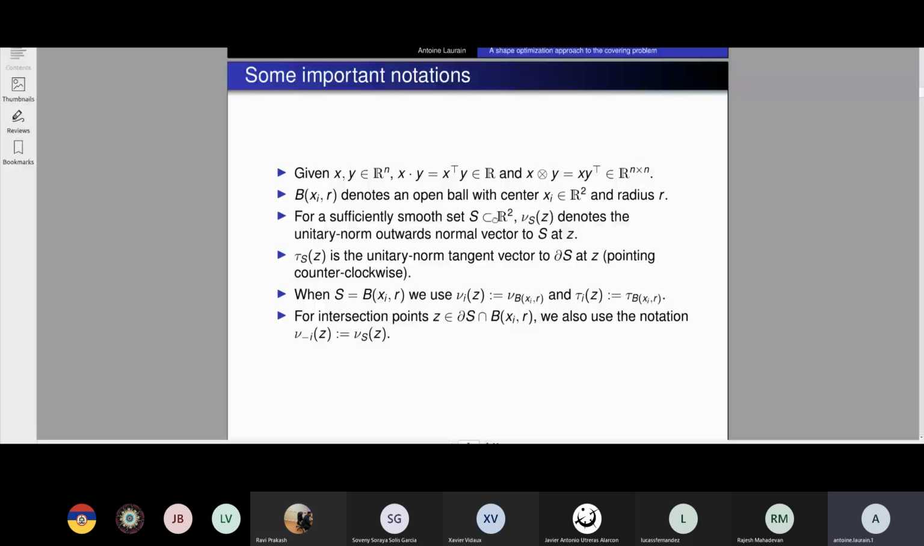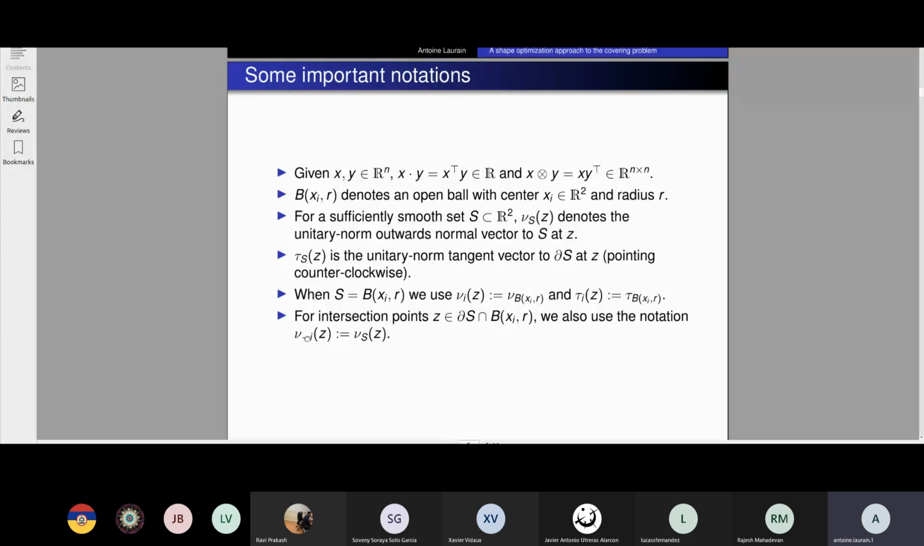Then there are the normal vectors to some set S, which I call nu S. There's the tangent vector to S, and it's pointing always counterclockwise. This is important. I also use the notation nu I for the normal vector to the ball and tau I for the tangent vector to the ball, just to simplify. Another important notation is nu minus I. It's basically the same as nu S, but for the intersection point between the boundary of a set S and the boundary of the ball. I forgot, it should be the boundary of the ball, not just the ball.